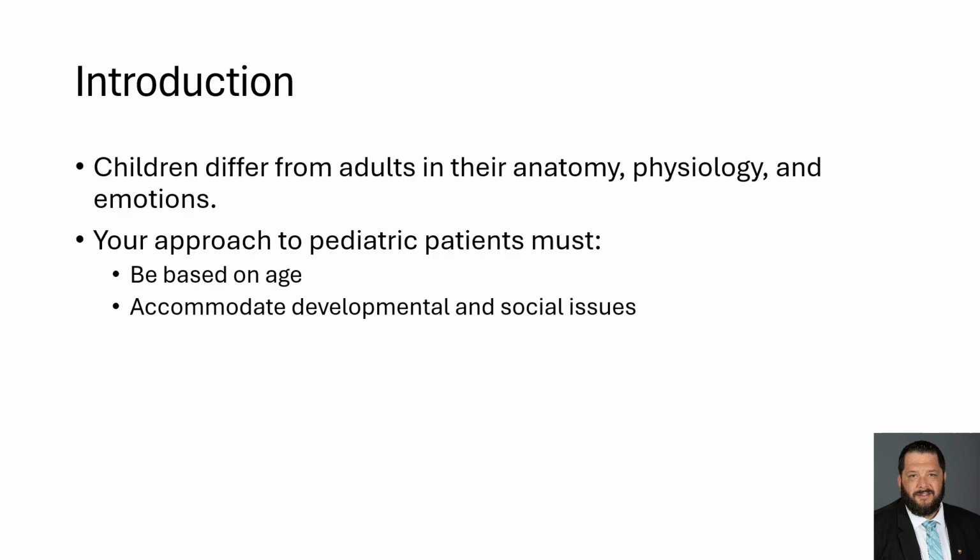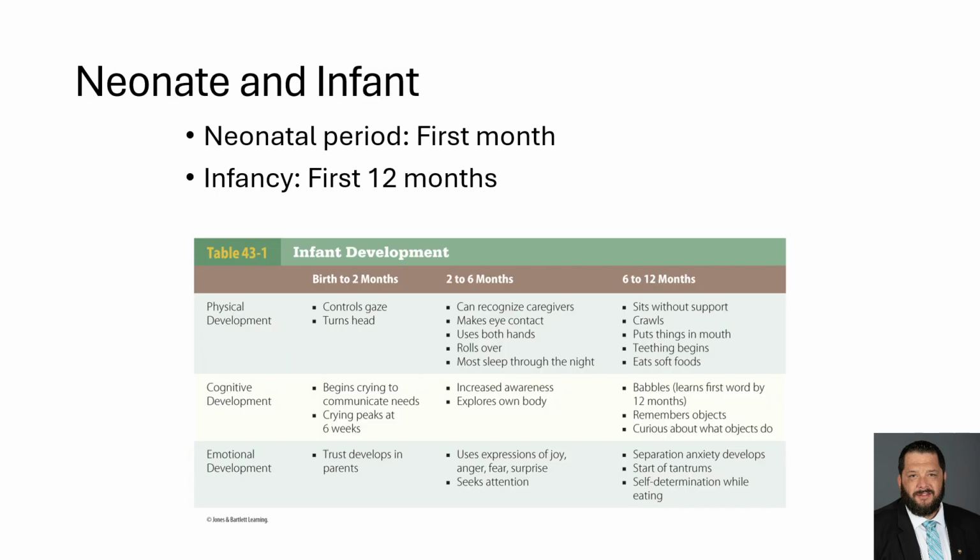We're going to start our series on the pediatric patient by looking at a brief overview of some of the physiologic changes that are different with pediatric patients from our adult patients. Children differ from adults in that their anatomy and their physiology and their emotional response to things are significantly different, or can be significantly different, than your adult patient. Your approach for the pediatric patient should be based on the patient's age and their developmental level, and accommodation should be made to adapt to their developmental and social issues that are relevant for the pediatric patient.